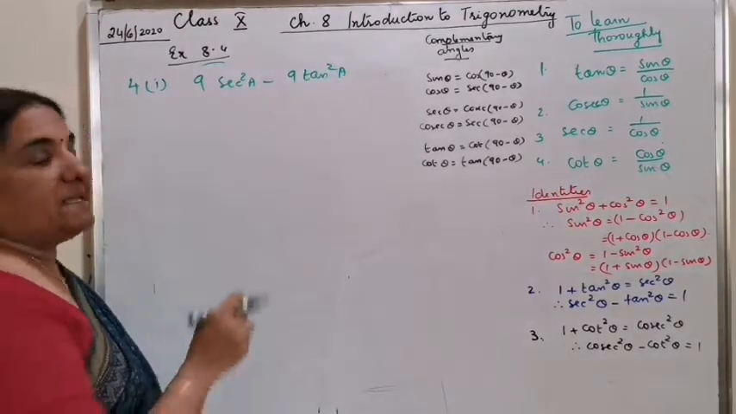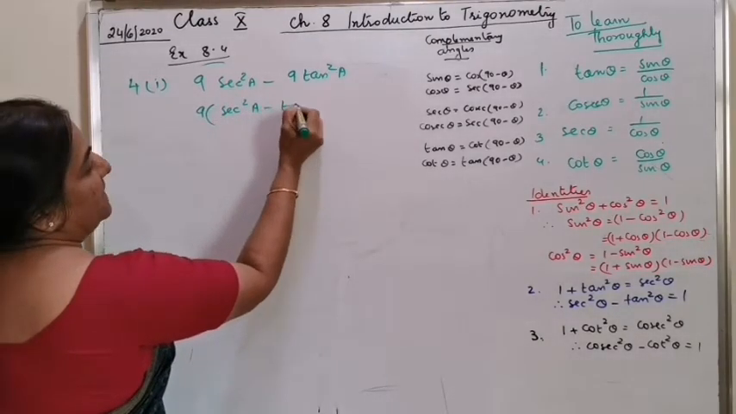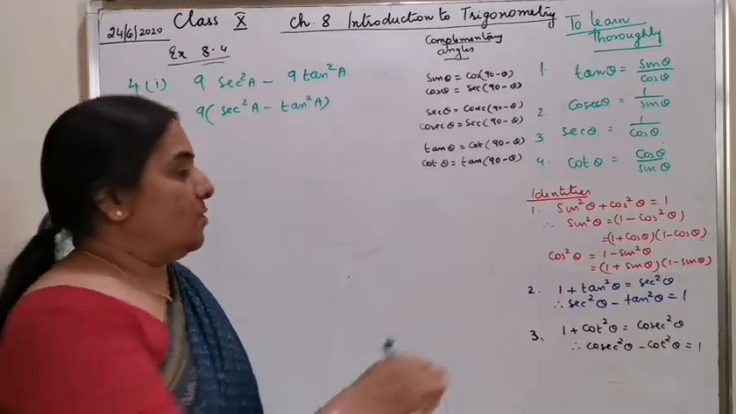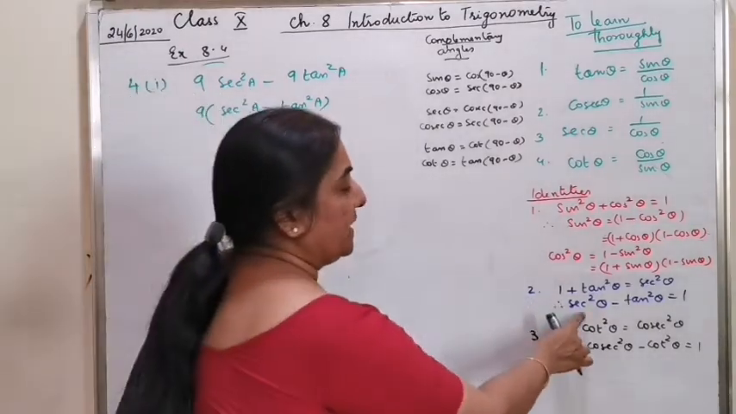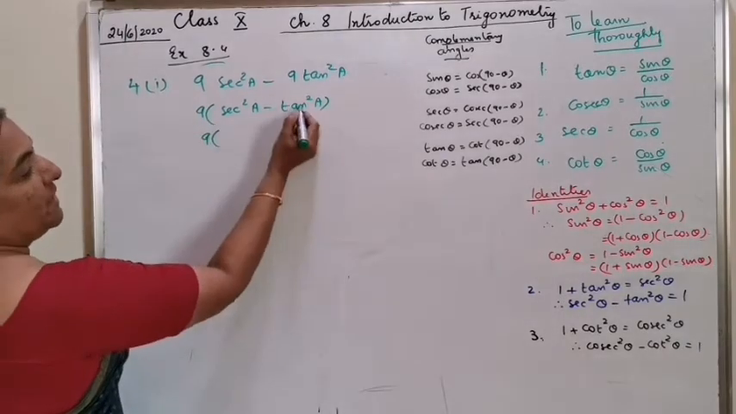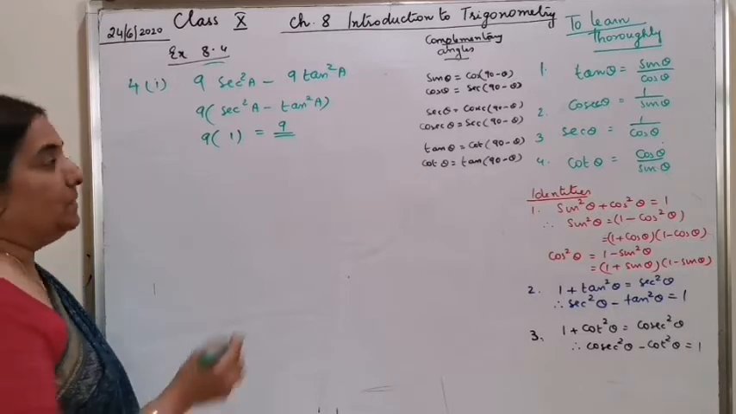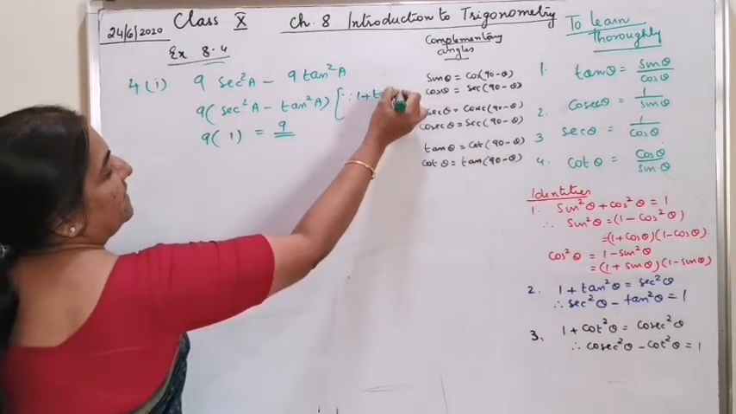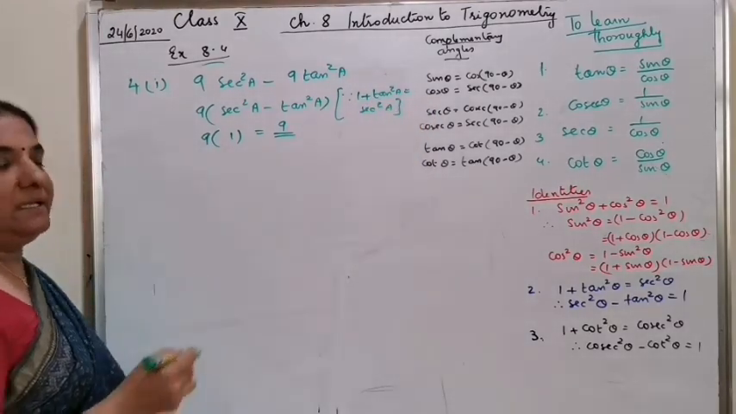When you see this expression, 9 is common: 9 into (sec square A minus tan square A), and the identity is 1 plus tan square A is equal to sec square A, or sec square A minus tan square A is 1. So you can replace sec square A minus tan square A as 1, which is 9 into 1 is equal to 9. You can mention here, since 1 plus tan square A is equal to sec square A. You can mention the identity in the problems.